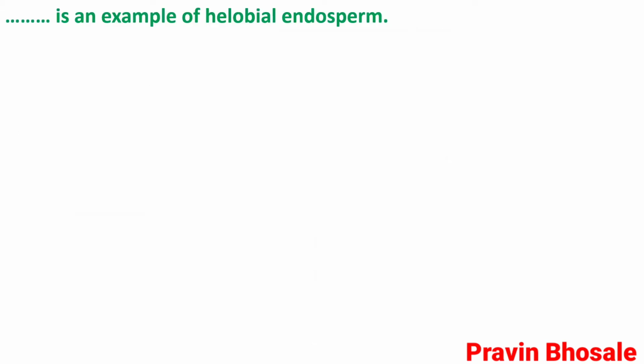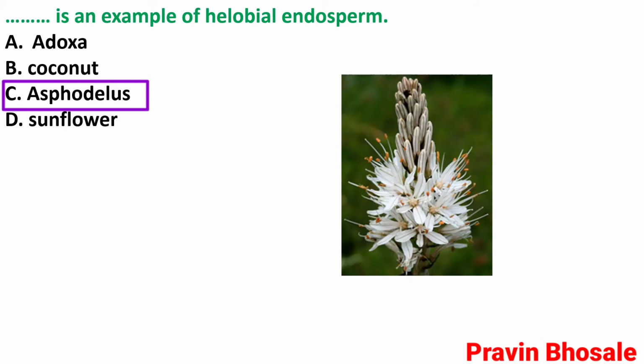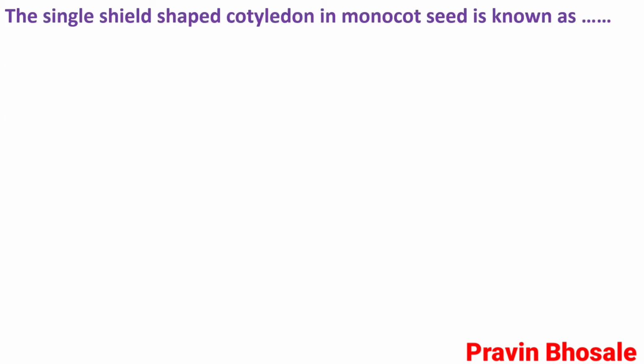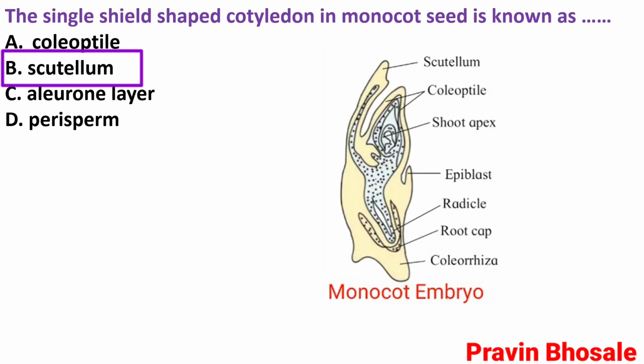Dash is an example of helobial endosperm. These are the 4 options, and the right answer is C. Asphodelus. Single shield shaped cotyledon in monocot seed is known as. These are the 4 options, and the right answer is B. Scutellum. So here, this is the scutellum. It is a single shield shaped cotyledon.